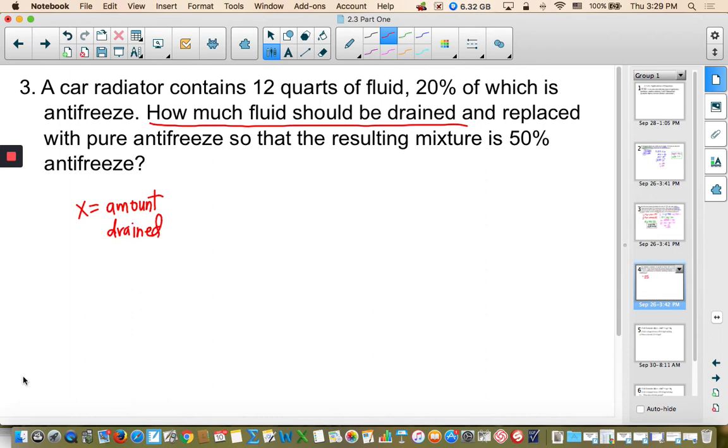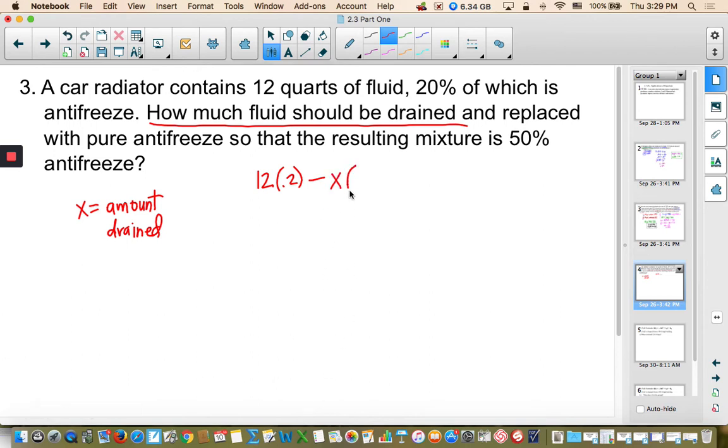Okay, so now let's go back to the beginning here. A car radiator contains 12 quarts of fluid. So 12 quarts of fluid, 20% of which is antifreeze. So if I want to figure out how much antifreeze is in there, I would multiply 12 times 0.2 because that's 20%. So that's how much antifreeze is in my car. Then I'm going to drain some. So I'm going to drain X amount. I don't know how much I'm going to drain.